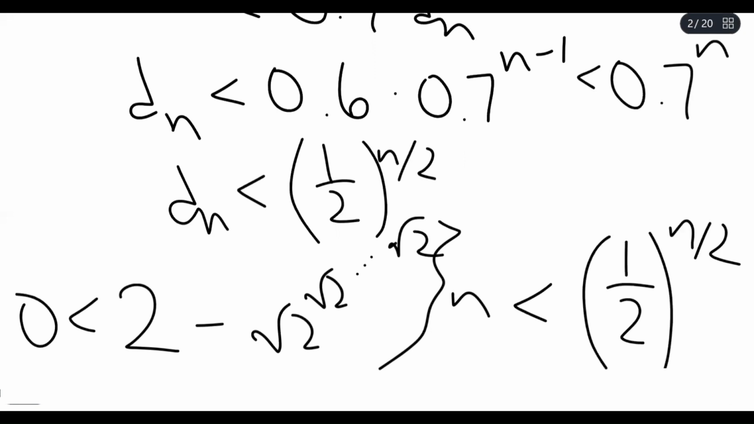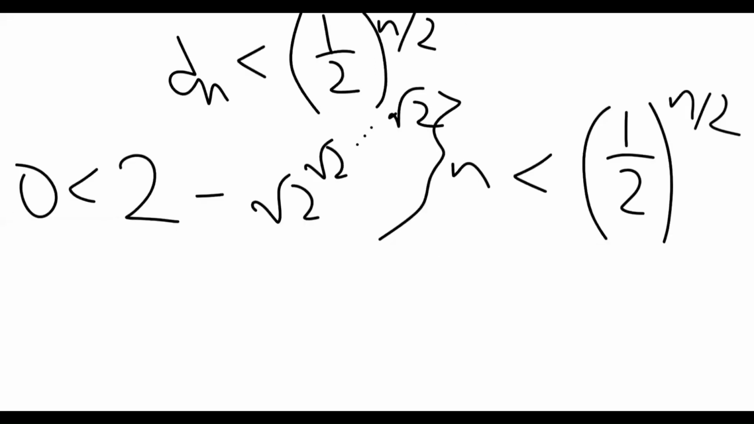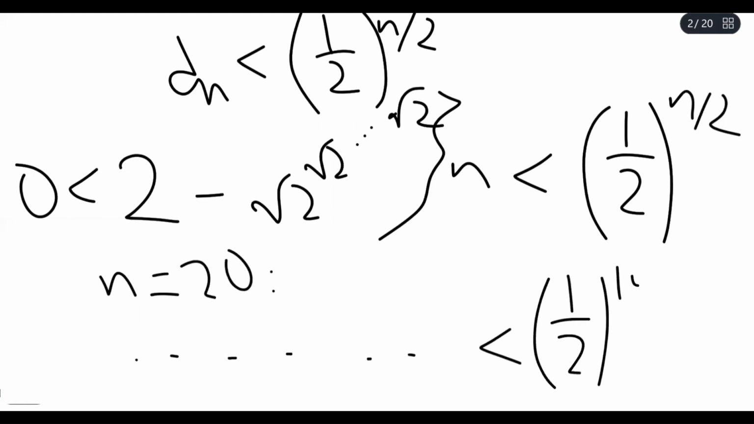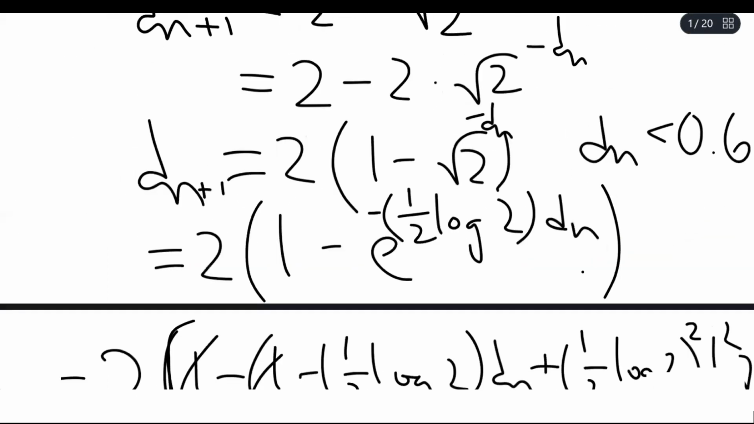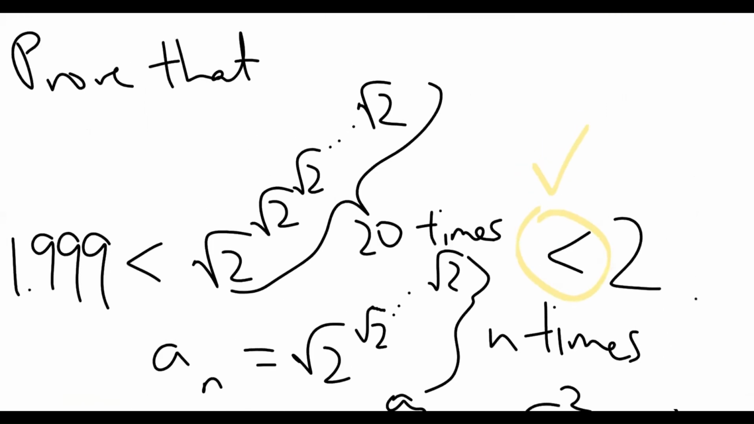Okay, and now remember, we wanted to look at what happened when n was 20. When we plug in n equals 20, we find that the difference is less than 1/2 to the 10th, which is 1 over 1024, and that's less than 0.001. So indeed, the difference between the 20th tower and 2 is less than 0.001, and that shows what we wanted to prove. It shows that the tower lies between 1.999 and 2.